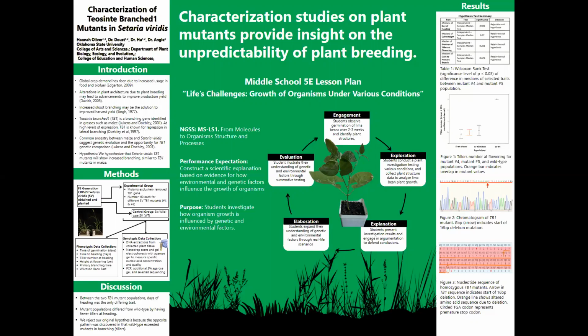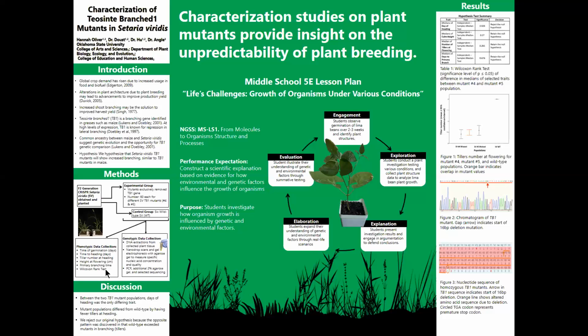For our methods, we created two TB1 Setaria viridis mutants, which we termed mutant 4 and mutant 5. These mutants, along with a small wild-type control group, were observed both phenotypically and genetically. For our phenotypic data, we measured domestication traits, such as time of germination and heading, tiller count at heading, height at flowering, and the primary branching time. And these were analyzed using the Wilcoxon rank test.